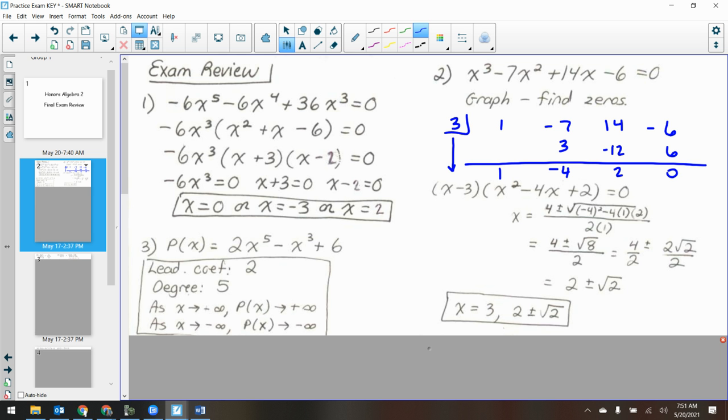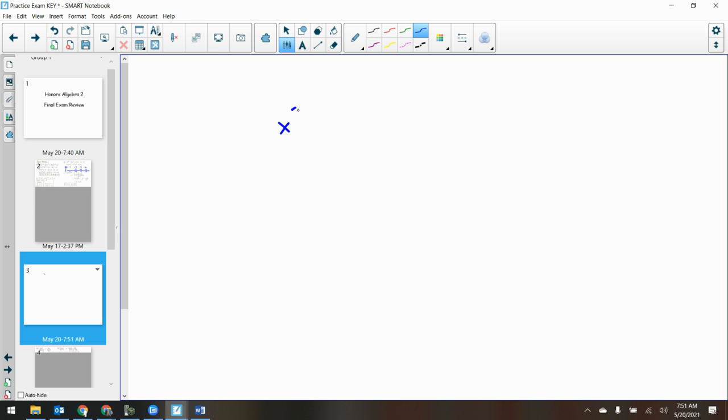Let's do it. Why not? We got some time. x squared minus 4x plus 2 equals 0. It's so much easier than doing the quadratic formula. But I know the quadratic. I didn't even know.